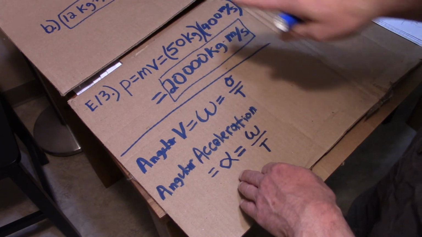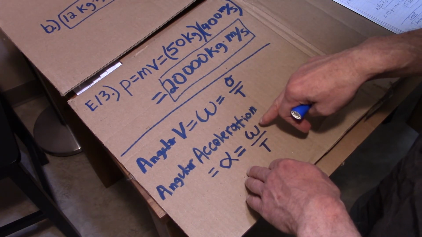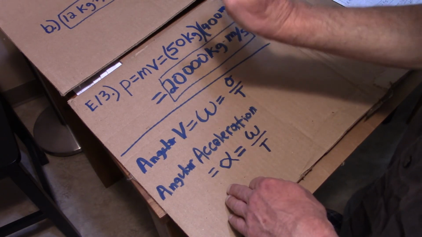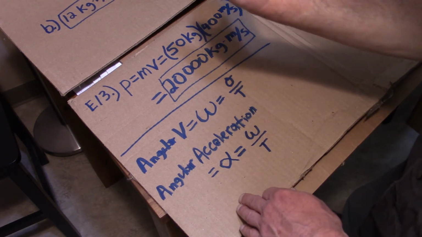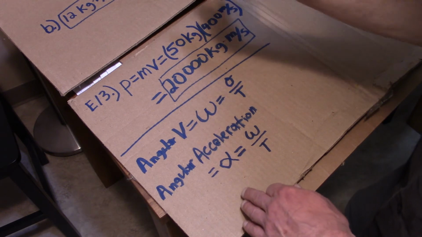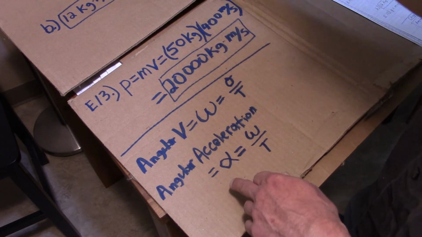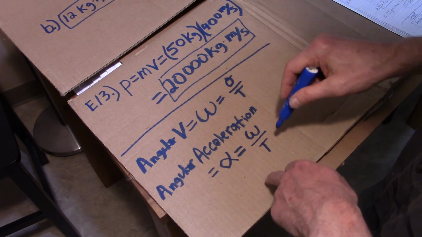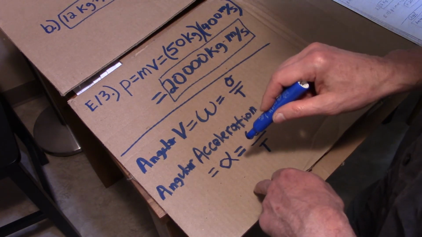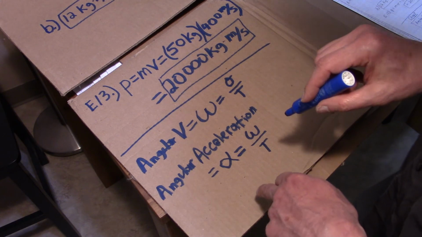Linear acceleration is simply the change in velocity, right? So if you're going 30 miles an hour and then you start accelerating up to 40 miles per hour, well, that's a change in velocity over time. Here, this is just a change in your angular velocity over time. So it correlates exactly with what we've already learned.